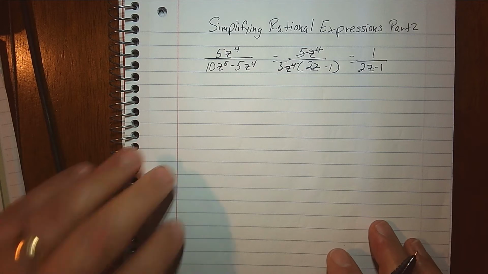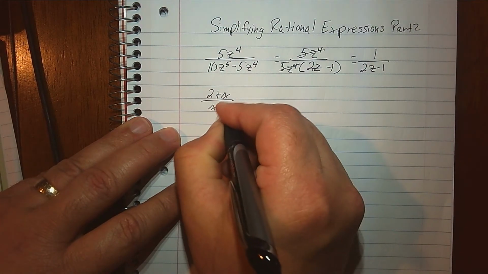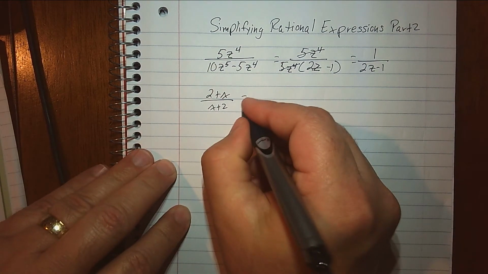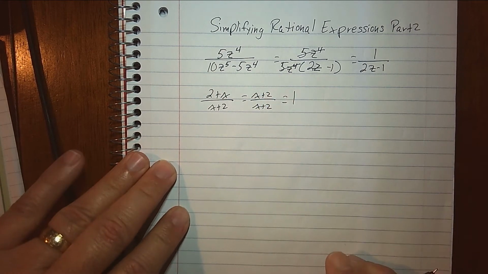Let's look at a couple other types that are real simple. 2 plus x over x plus 2. Hopefully you see the commutative property is able to allow us to move this around. So that just equals 1.